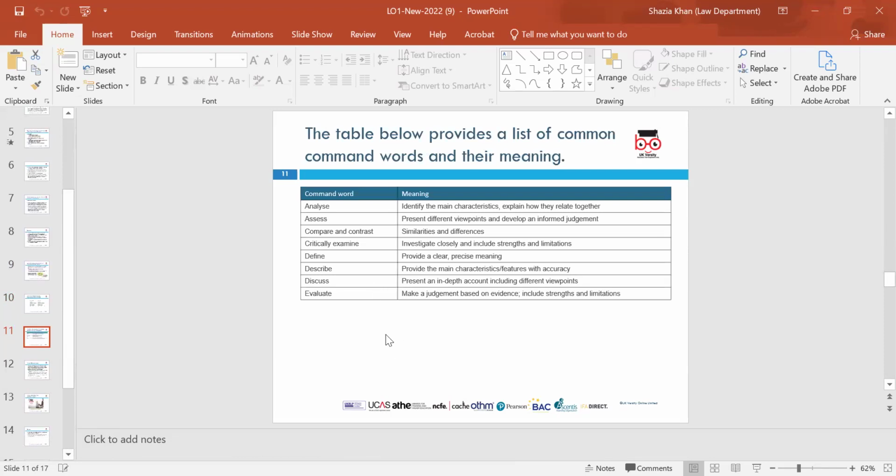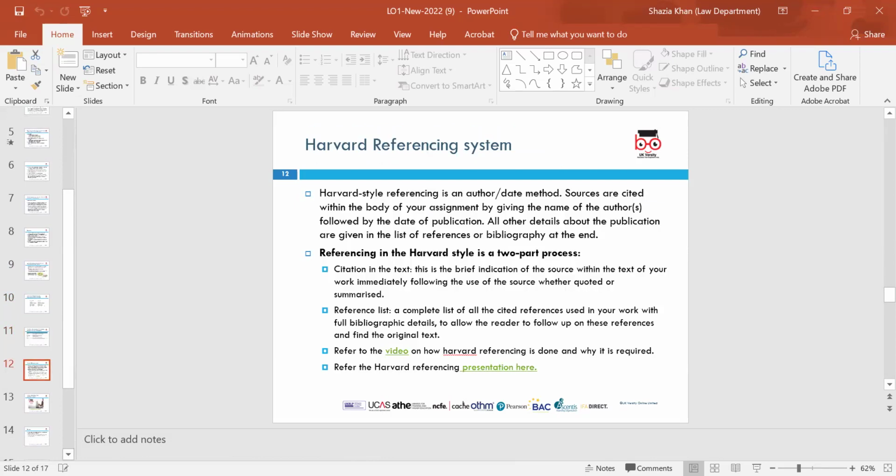We then went on to look at, in learning outcome 1, the command words. So analyze, assess, compare and contrast, and critically examine, define, describe, discuss, and evaluate. We then went on to the importance of Harvard referencing, and this is so important when it comes to referencing any sources that you are using for your assignment. So if you are doing an assignment, you need to make sure that you are using Harvard referencing within that assignment. So you're identifying what your sources are.